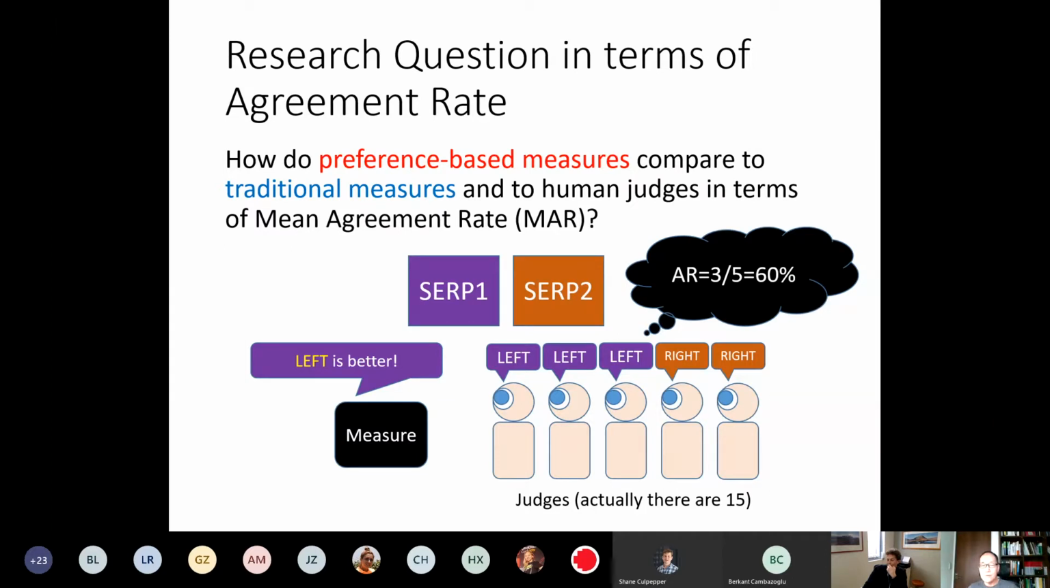And of course, I have lots of SERP pairs, so I can talk about mean agreement rates for different evaluation measures. And also, I can treat each judge as an evaluation measure and compute the mean agreement rate for each judge as well, the human measure as well.